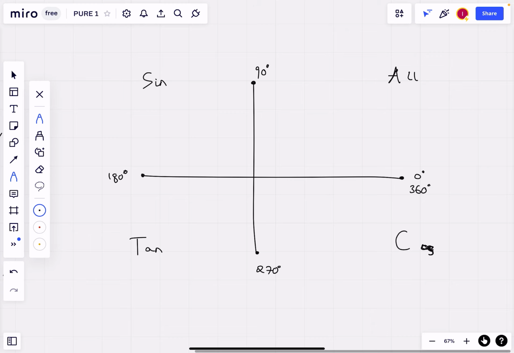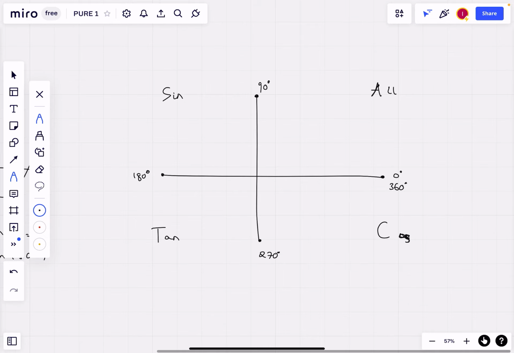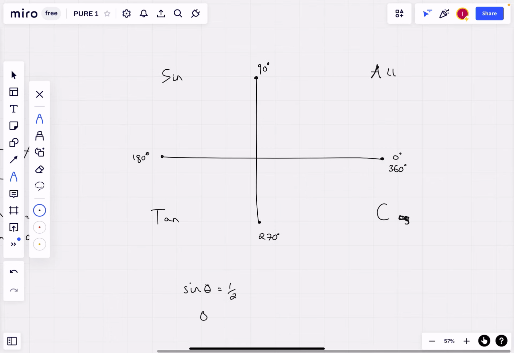Okay, suppose I have the following value for theta. Let's say I have sine theta equals a half. That's my equation. My value for theta, therefore, would be sine minus 1 of a half, which is 30 degrees. Okay? Here's what I'm going to do.